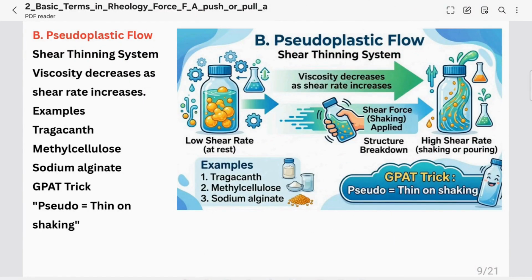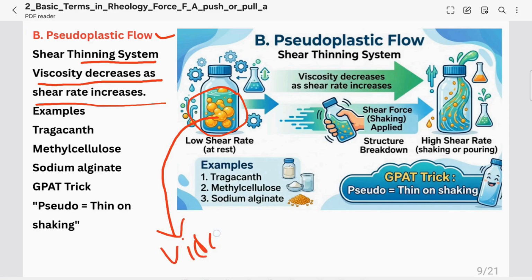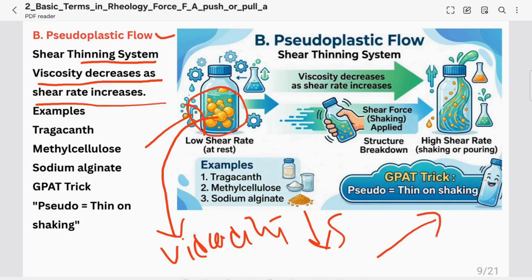And here another type is pseudoplastic flow. It is a shear thinning system where the viscosity decreases as the shear rate increases. Means when we apply force to the viscous liquid, what happens? The viscosity is going to decrease when we apply the force or shear stress to the liquid. As the shear stress increases, the viscosity decreases. So this type of flow is called pseudoplastic flow.